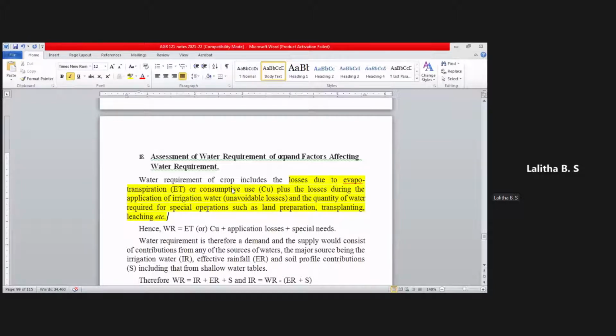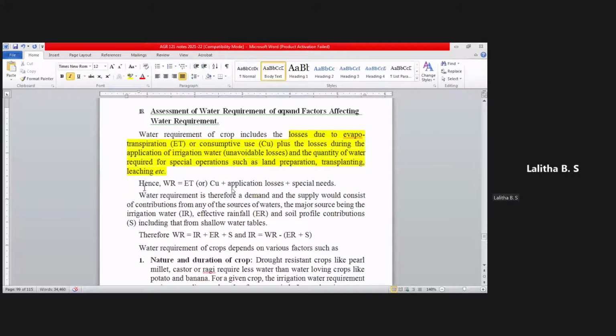Other than that, wherever salt accumulation is there, sometimes to leach the excess salt they have to irrigate with fresh water. That time also they want that. So that's why this is the one. Hence, please remember this formula: the water requirement equals evapotranspiration or consumptive use plus application losses and special needs.